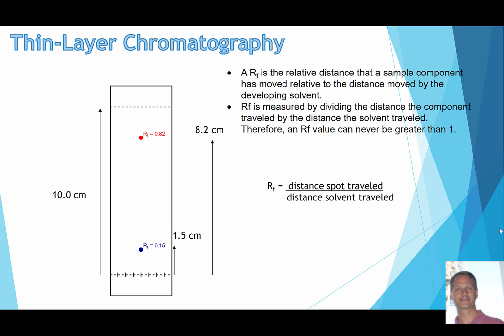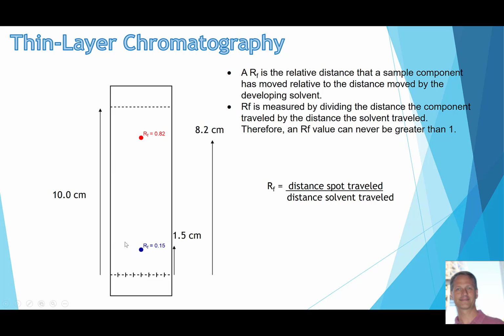So we are going to measure from our origin all the way up to the solvent front. Here it's 10 centimeters. And we'll measure from the origin up to spot number 1, which is 1.5 centimeters. And again, from the origin up to the second spot, the nonpolar spot up there at the top, 8.2 centimeters. And we'll calculate something called the Rf factor. That's equal to the distance that the spot traveled, so 8.2 centimeters, divided by the distance that the solvent traveled, which is 10. So 8.2 divided by 10 gives us 0.82. And we get 0.15 for our blue spot there.